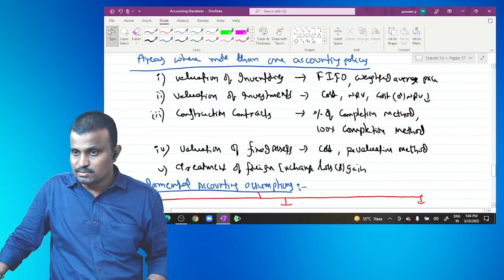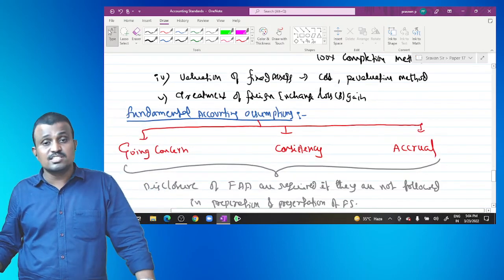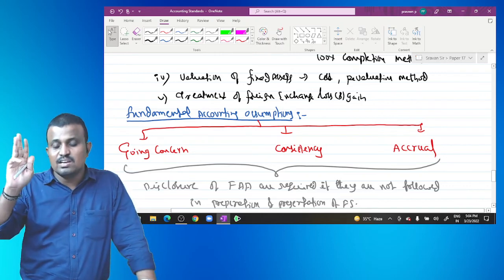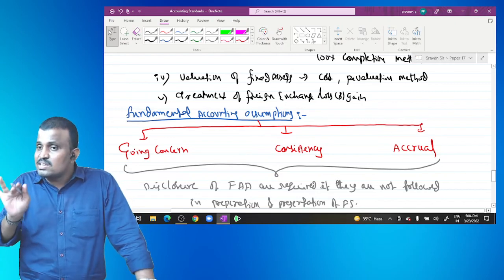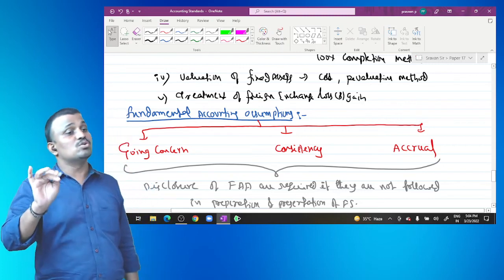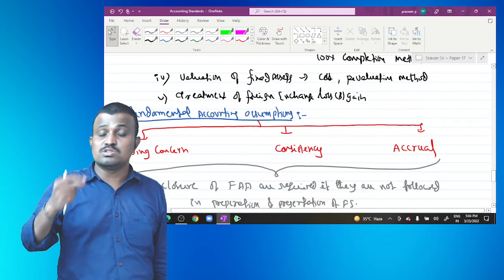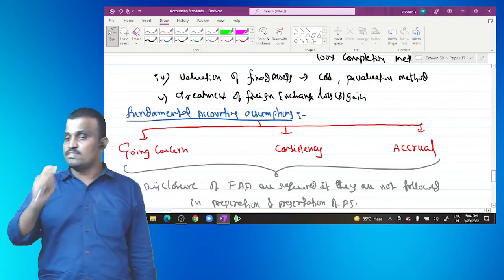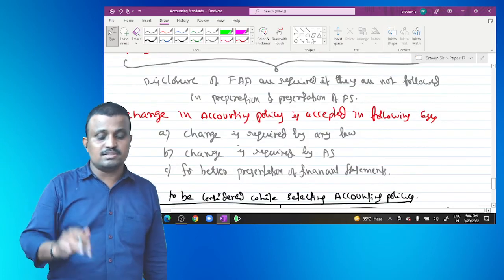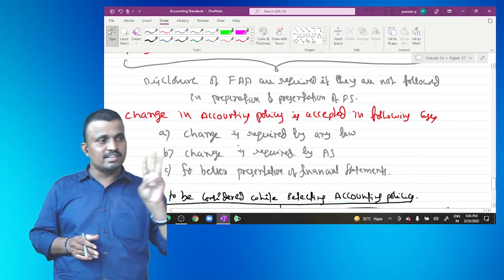These are all covered. And the next one we discussed is fundamental accounting assumptions. How many are there? Three: going concern, consistency, and accrual. These are required to be disclosed in the notes on accounts only if they are not followed, by disclosing the reason for non-following of the respective fundamental accounting assumption. Next, whether a change in accounting policy is accepted? Yes, in three cases.